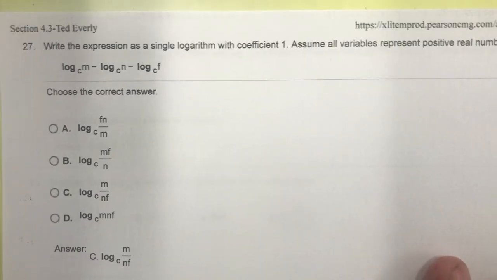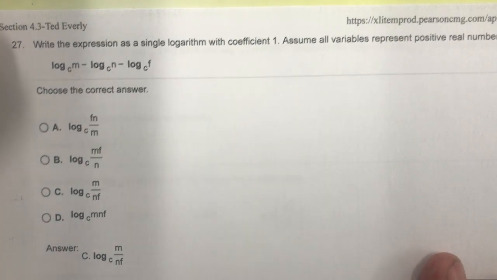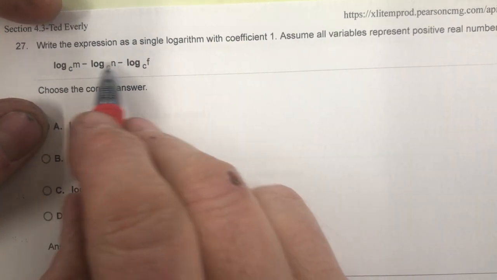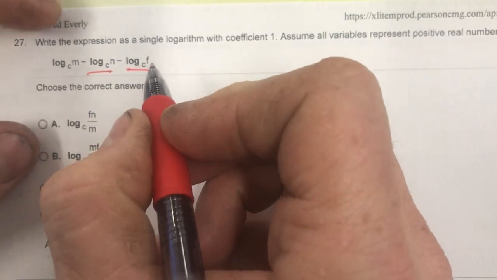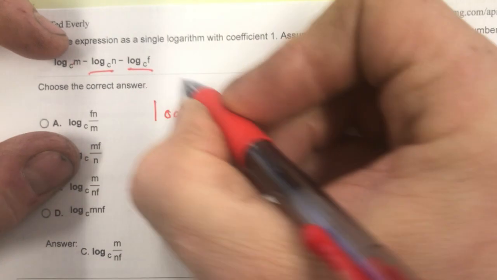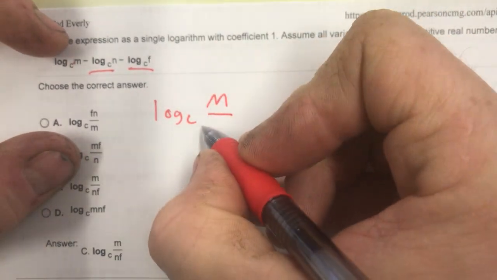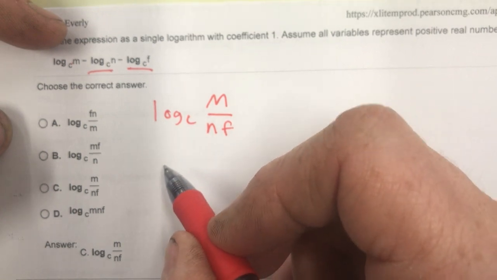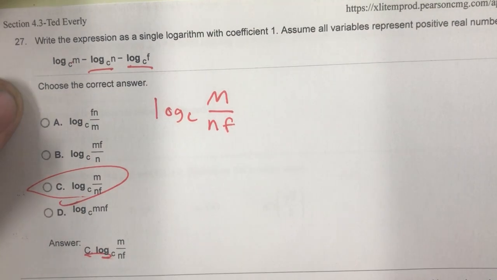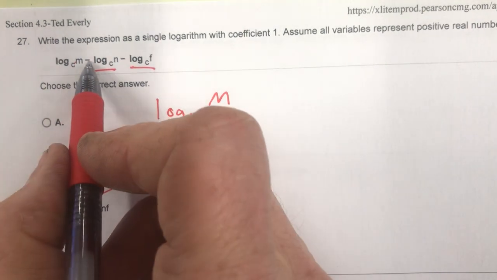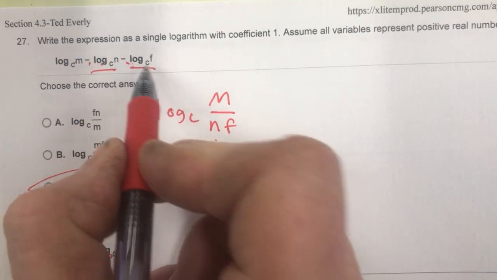All right, number 27. Okay, write the expression as a single logarithm. All right, see I'm minusing those two, which means these two here I'm going to divide the arguments. They're all log base C, so log base C. This M is on top, and I'm dividing N and F. Right here, C. Okay, because I'm minusing this, it's on the bottom. I'm minusing that, so F is on the bottom.